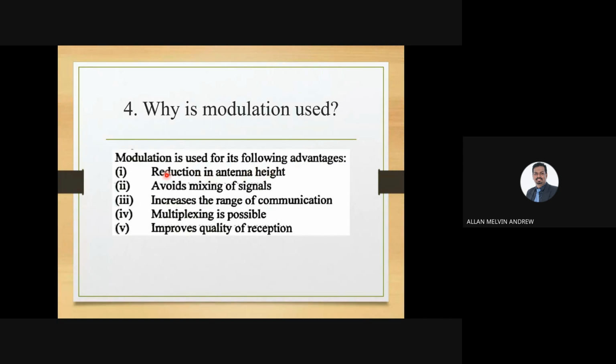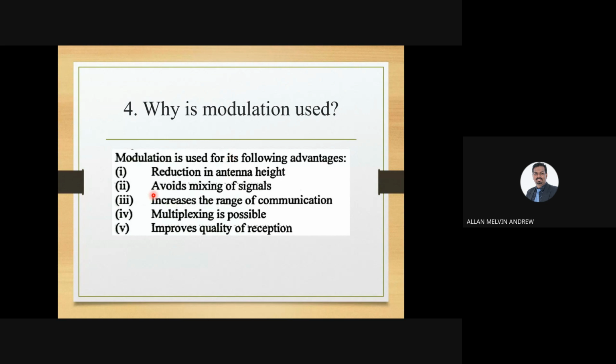So reduction in antenna height is possible when you are using modulation, because with modulation you already package the signal nicely and then send it. Imagine you are sending Arumanis mangoes to Kuala Lumpur without packaging. How would it be? When you package it nicely, it will reach the receiver in a better, good form. So that is the function.